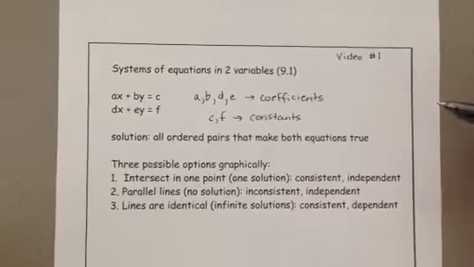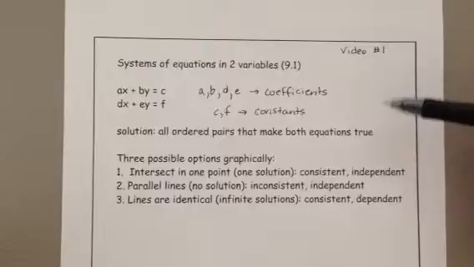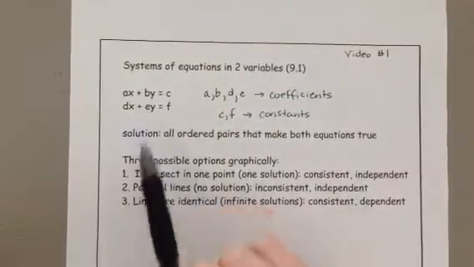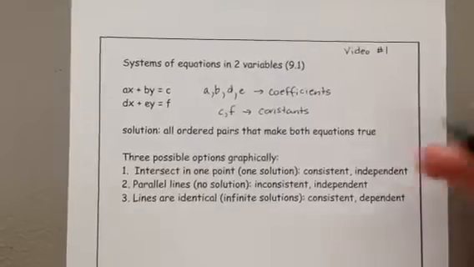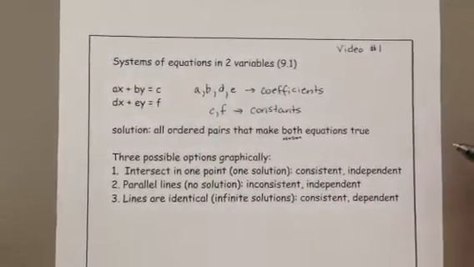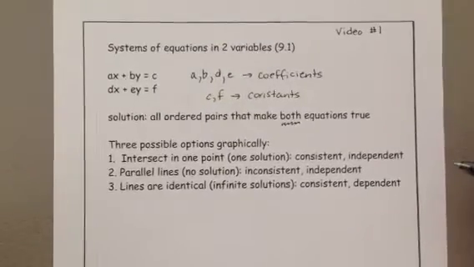When we work with linear systems, usually we try to find a solution, and the solution is an ordered pair or a coordinate x and a coordinate y that is true for both equations. So we don't just want a point that works for one of them, we want a point that works for both for it to be a solution.